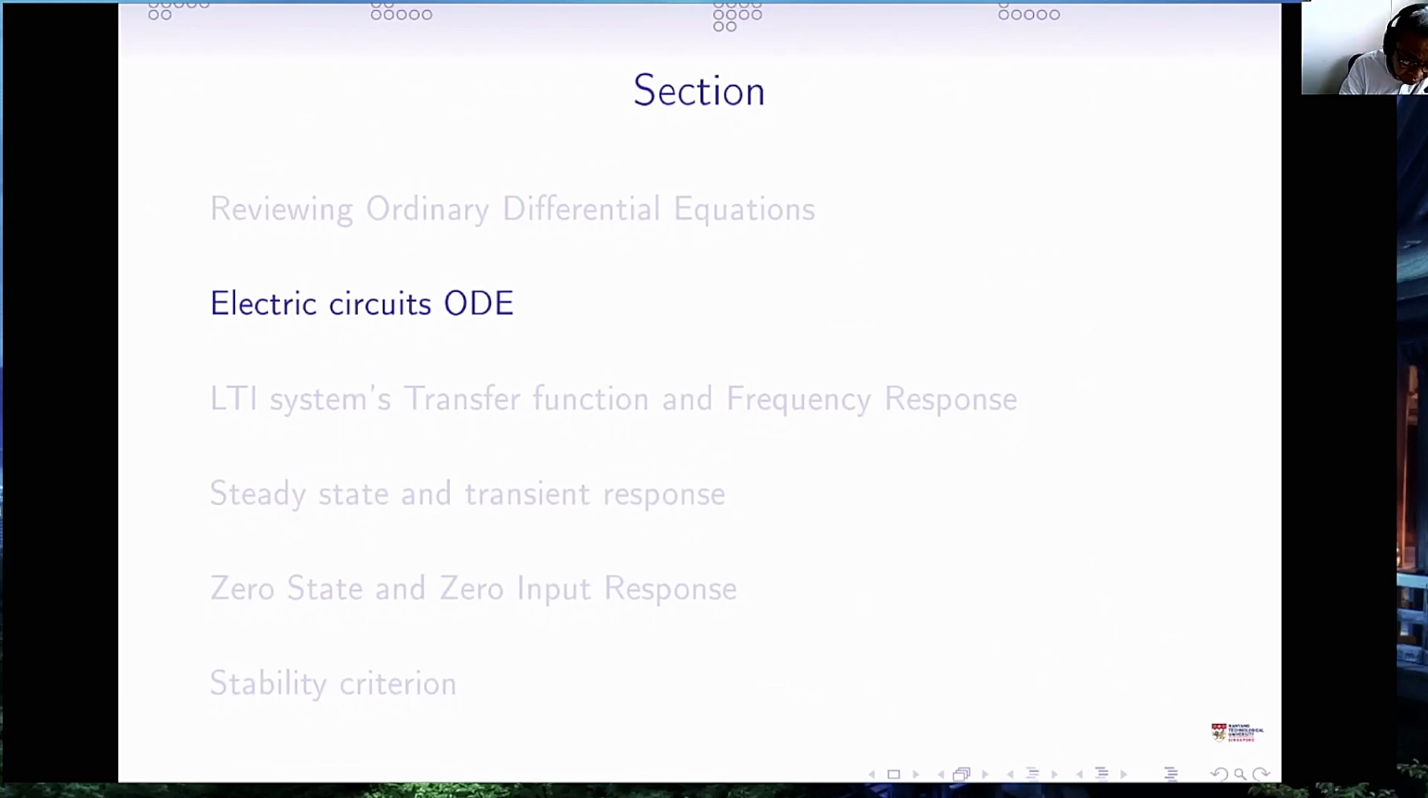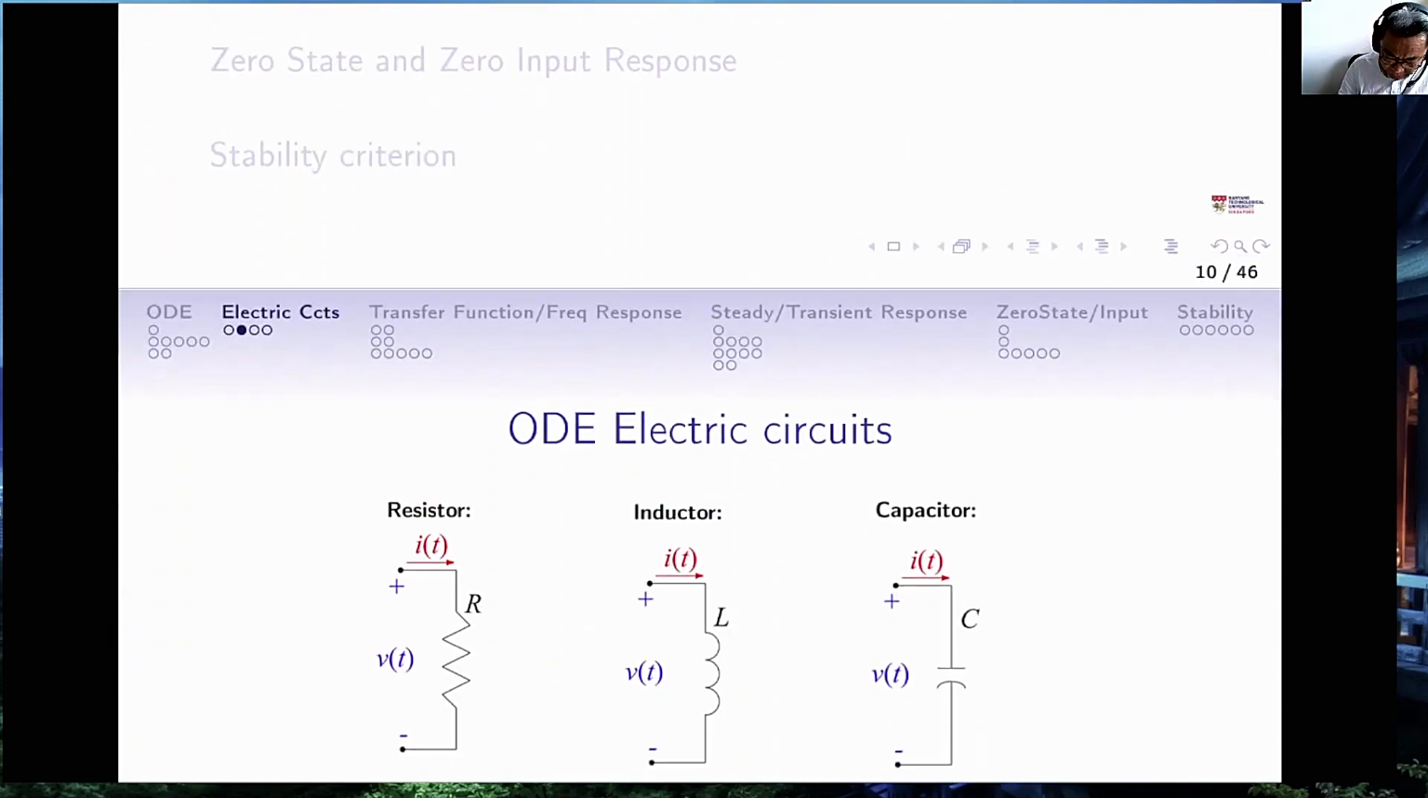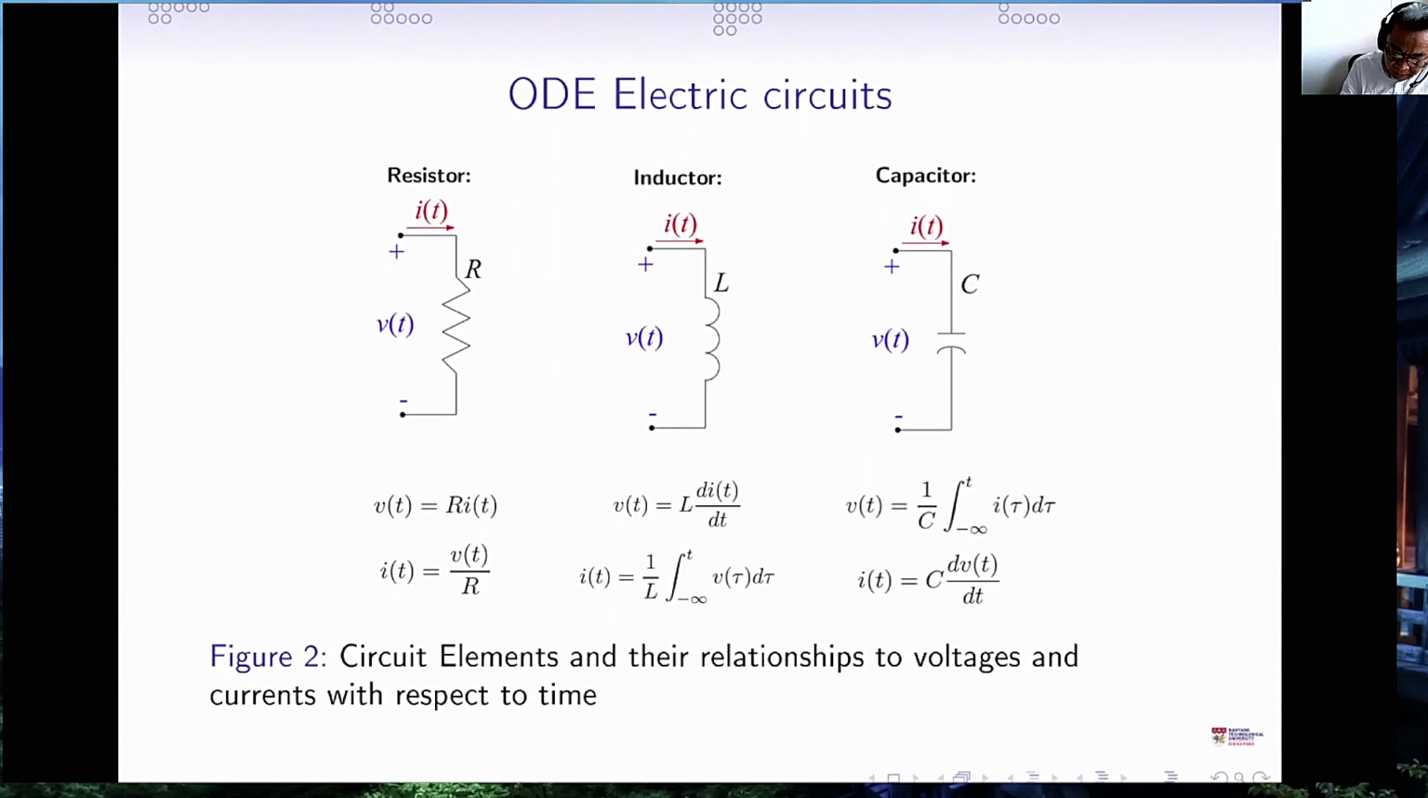Welcome back. We are in chapter 4b, the Laplace transform, and in this section we are dealing with section 2 of chapter 4b, electric circuits ODE. Electric circuits can form ordinary differential equations. We are interested in the following types of devices: the resistors, the inductors, and the capacitors.